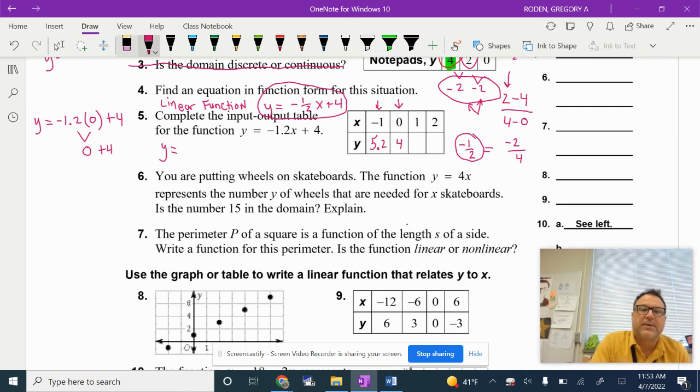All right. So what's my next input? My next input is going to be 1. Okay. So I'm going to put a 1 right here. And negative 1.2 times 1 is negative 1.2. So I have negative 1.2, and I want to add 4 to that. Now, there's a lot of different ways to do this. Your teacher may have taught you differently.